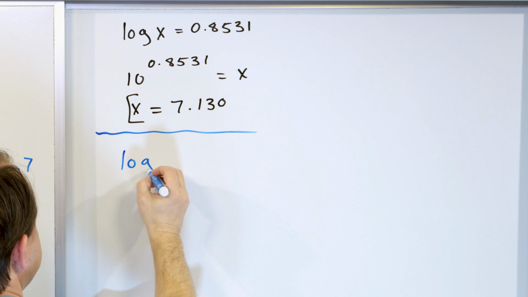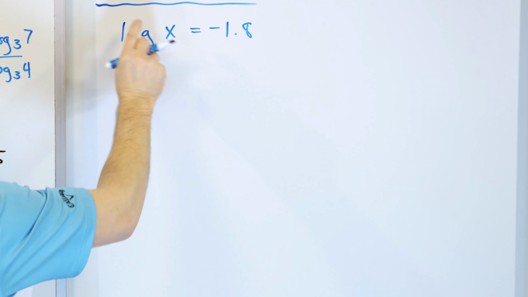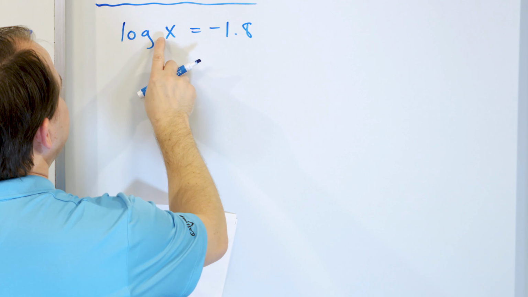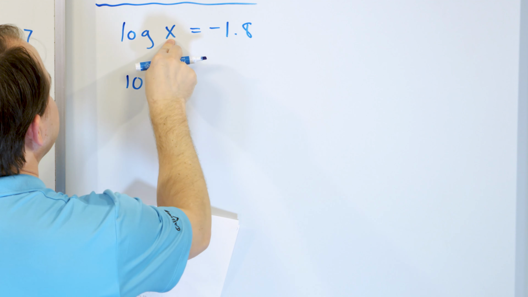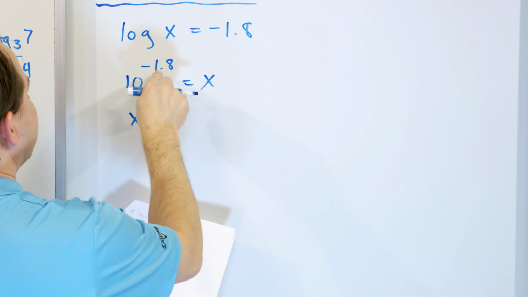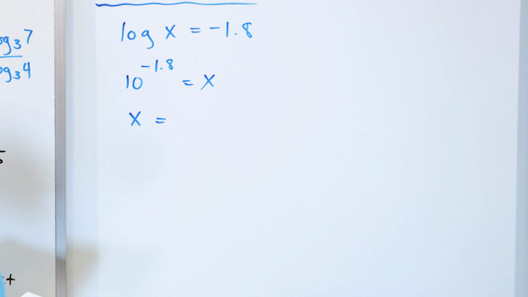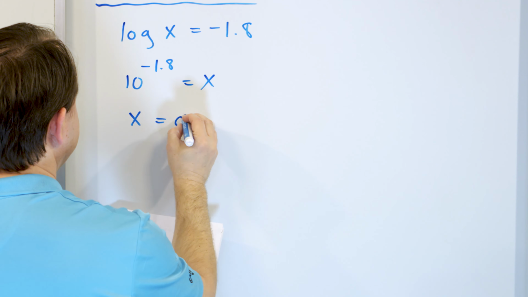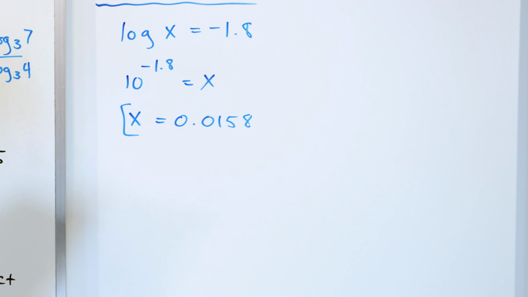What if you have logarithm of the number x is equal to negative 1.8? Again, there's no base here, so you need to assume it's base 10. The way you solve this is you say base 10 to the power of negative 1.8 is equal to what's on the left-hand side, x. So you go to your calculator, put in negative 1.8, and raise 10 to the power of that. There should be a button on your scientific calculator to take 10 and raise it to the power of something. And you will get 0.0158. Again, this is rounded.